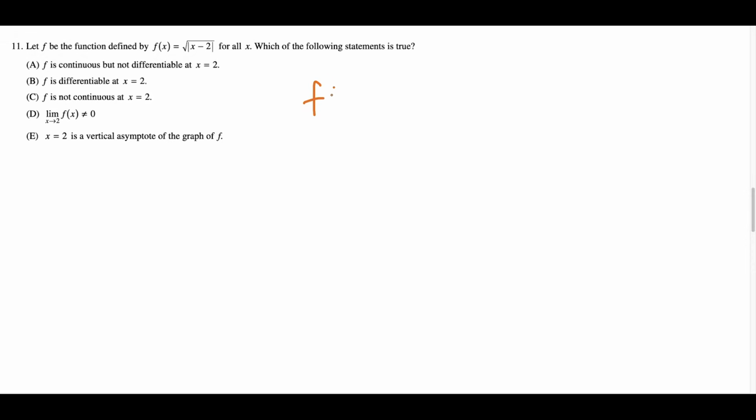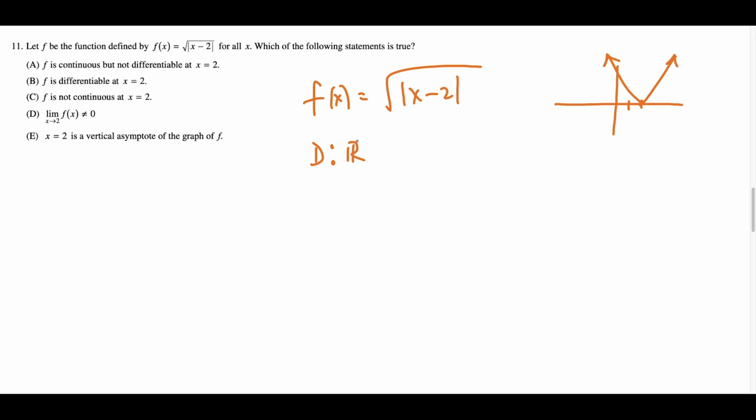So for question 11 here, we're analyzing f of x, which is the square root of absolute value x minus 2. And we want to know which of these statements is true. And for choice A, we have f is continuous but not differentiable at x equals 2. My first glance at this tells me I have absolute value of x minus 2. And if we think about what this graph looks like, it's in the shape of a V. But one thing that we do know is that it's always positive or 0. So when I take the square root of something that's always positive or 0, there are no restrictions on my domain. So my domain is all real numbers. And that's telling me at first glance that this function is continuous everywhere.